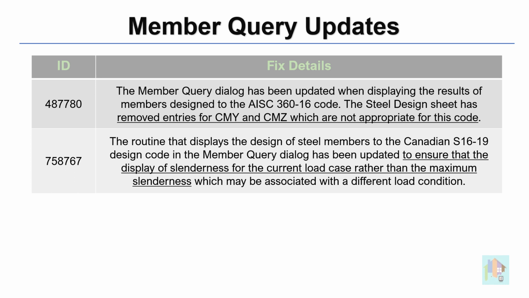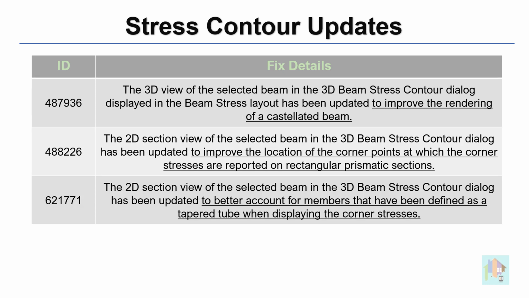For AISC and Canadian code, correct steel design results are reported in the member query box, and information which is not relevant to that code, like CMOI CMZ for AISC 360-16, has been removed. There has been significant improvement in the 3D beam stress contour page for castellated, standard, prismatic and tapered tube sections. Apart from this, there are several minor updates, like a few updates for the geometric nonlinear analysis, which I will not cover in this session.